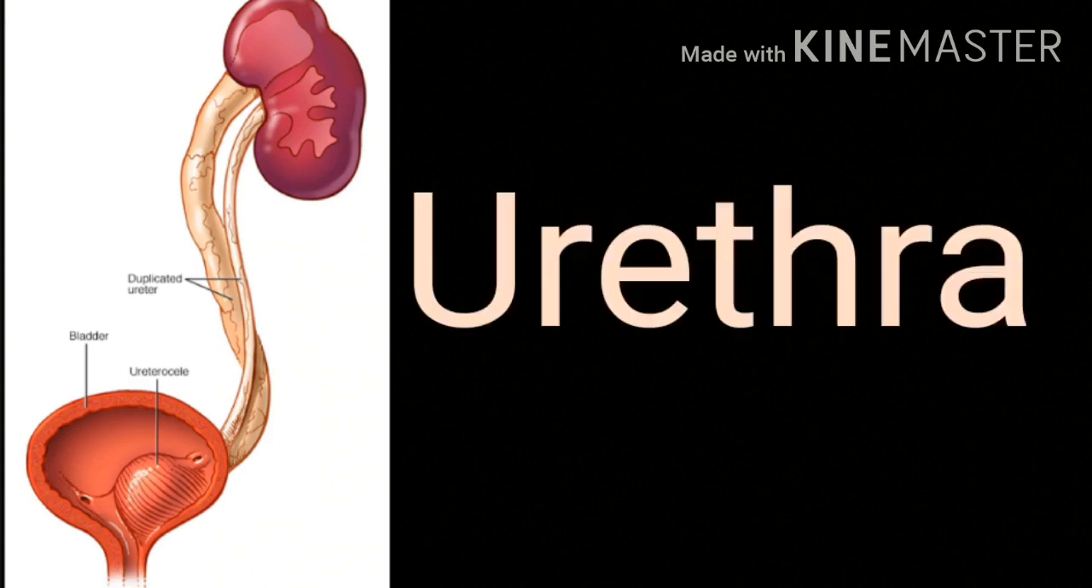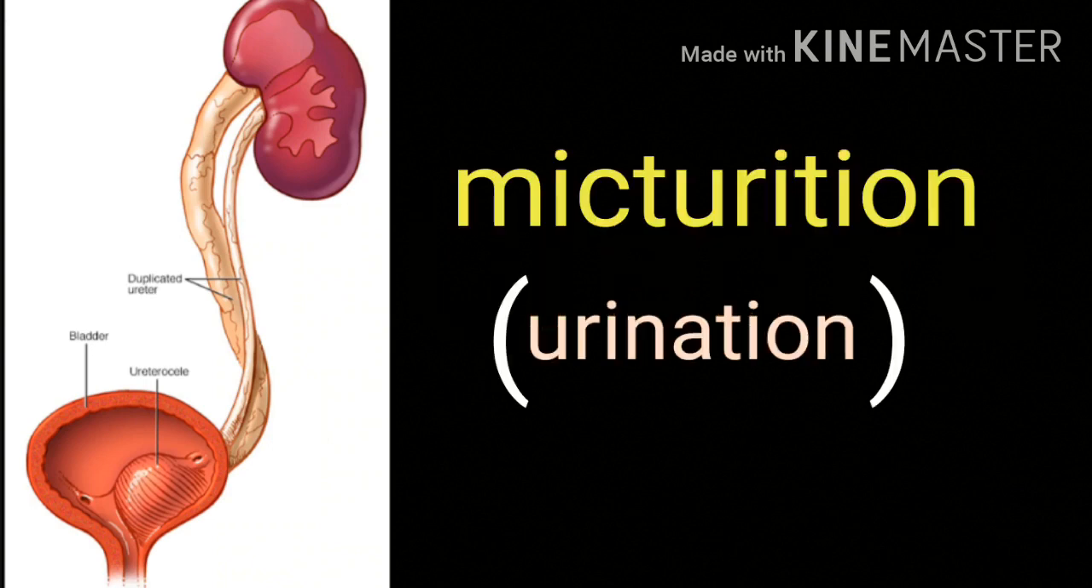Next one, urethra. The urethra is a membranous tube which conducts urine to the outside. Around the urethra, the sphincter muscles are there. It keeps the urethra closed and opens only at the time of micturition.